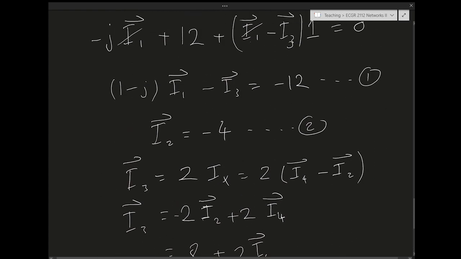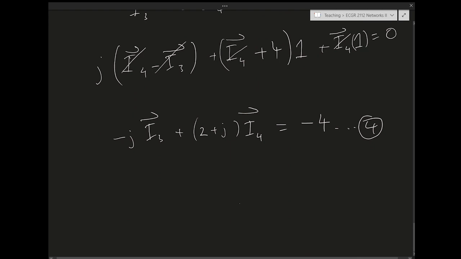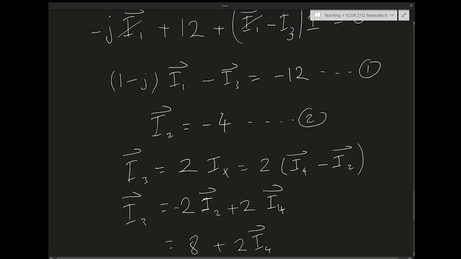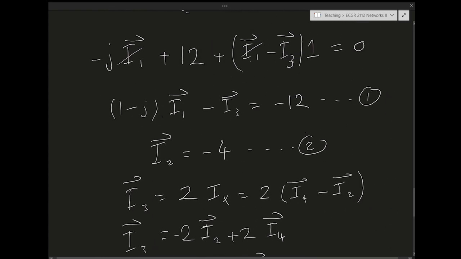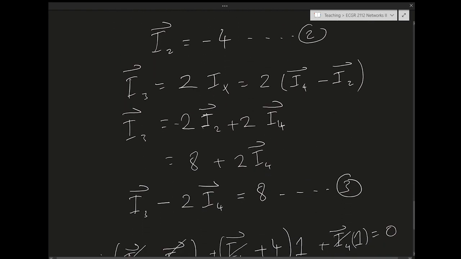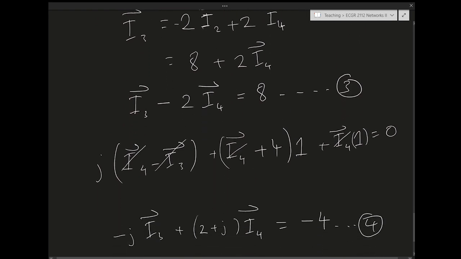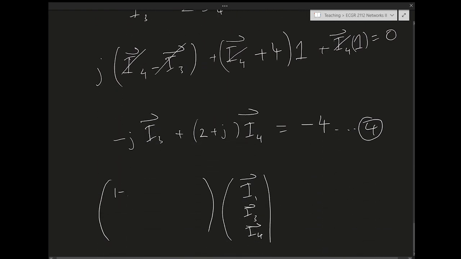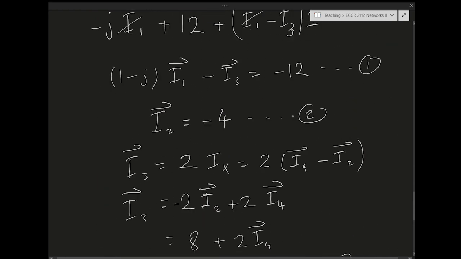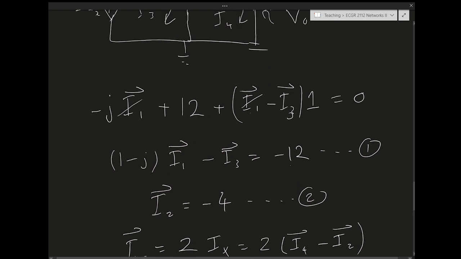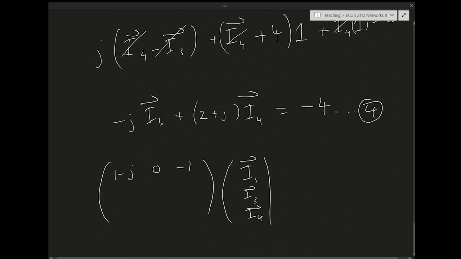Now I can write a 3 by 3 matrix. Remember, I2, I don't have to solve for it. I only need to solve for I1, I3, and I4. So all I need to do is a 3 by 3 matrix, and I take the coefficients. Let me start from equation 1. I have 1 minus j I1, minus 1 I3, 0 I4, and then minus 12 on the other side.